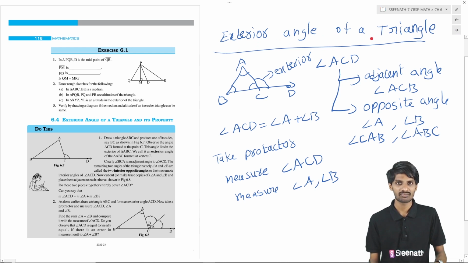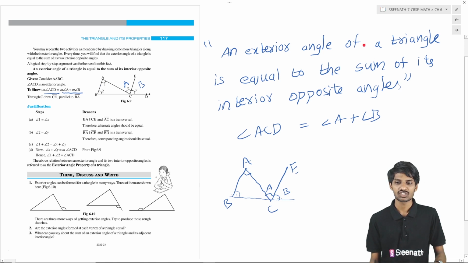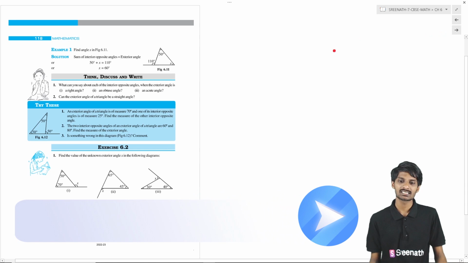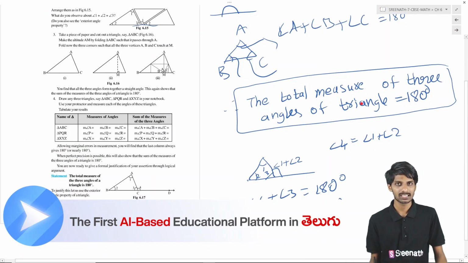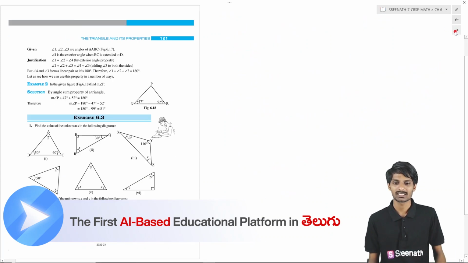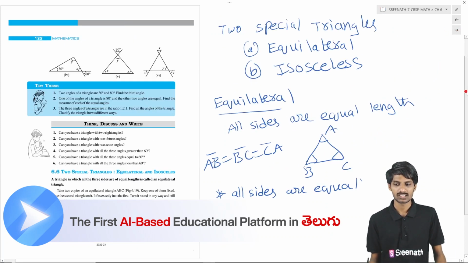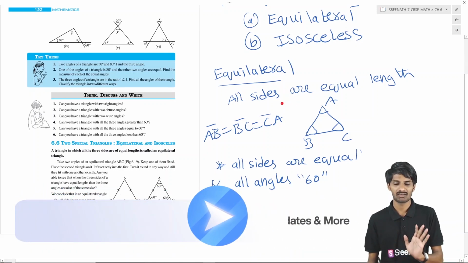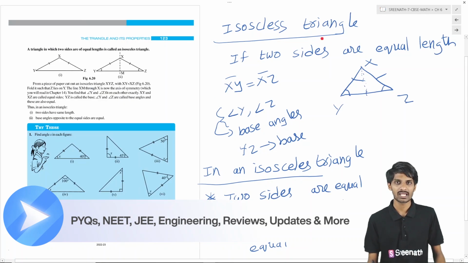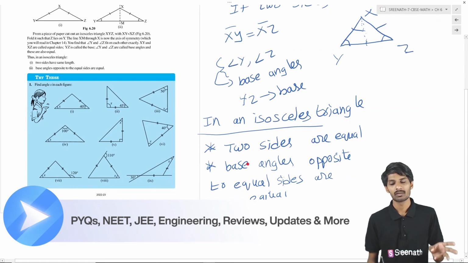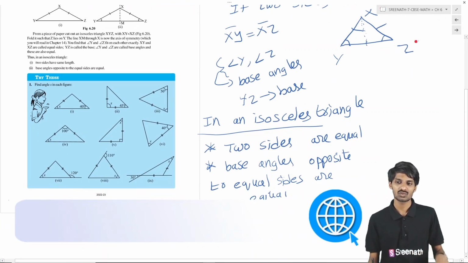Next thing is the exterior angle of a triangle. In a triangle, the exterior angle is equal to the sum of its interior opposite angles, students. The next thing is the angle sum property. According to it, the total measure of all three angles of a triangle is equal to 180 degrees, students. Next is the equilateral triangle. In an equilateral triangle, all sides are equal and all angles are 60 degrees, students. Isosceles triangle means two sides are equal, and the base angles opposite to the equal sides are also equal, students.